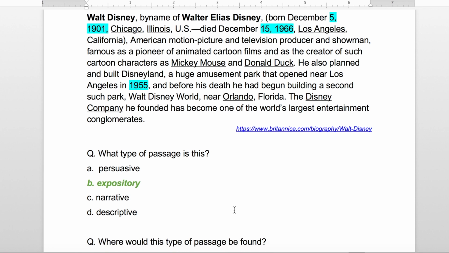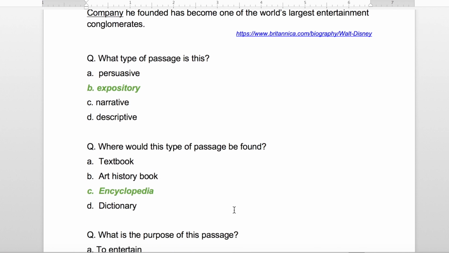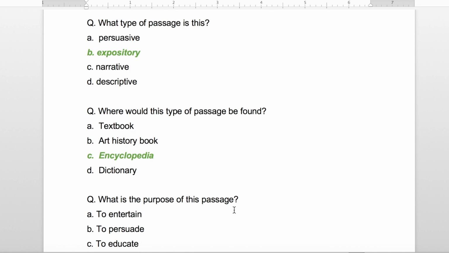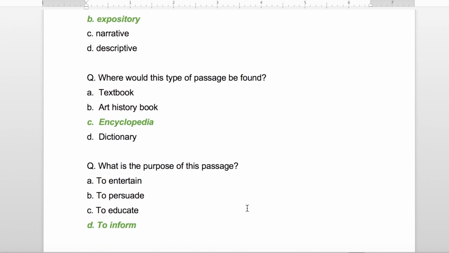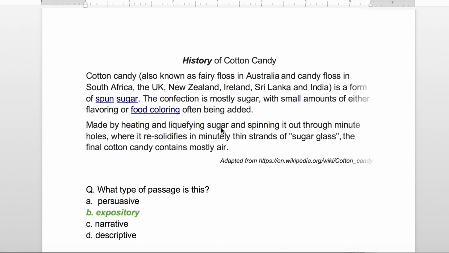Okay? Let's look at another question we might have related to this passage. Where would this type of passage be found? Always, always. If it's expository, it's in the encyclopedia. You need to commit that to your memory, okay? One more question about expository passages. What is the purpose of this passage? If it's expository, the purpose is always to inform.